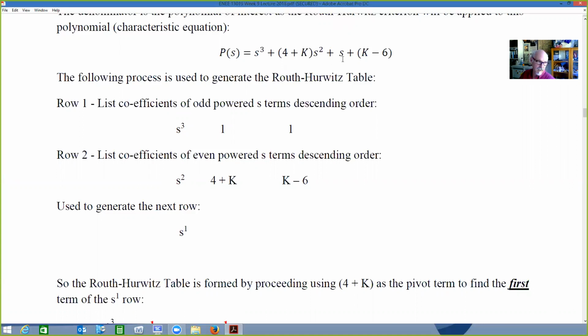So that will be the coefficient is 1, and then the alternative term, the coefficient is 1. Then we move to the next term, so that's the S squared, and again, its coefficient is 4 plus K. And likewise, we then go to the next alternative, which is K minus 6 as a coefficient. So we need to generate S1 and we need to generate S0 rows.